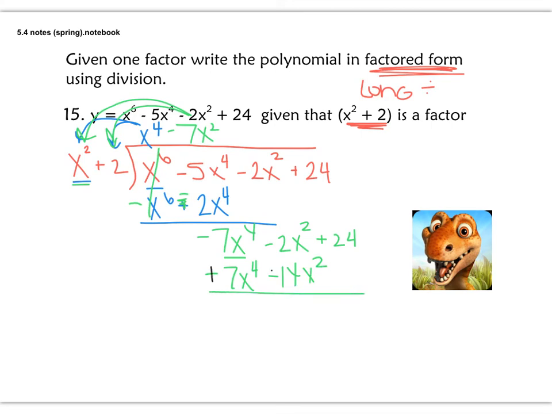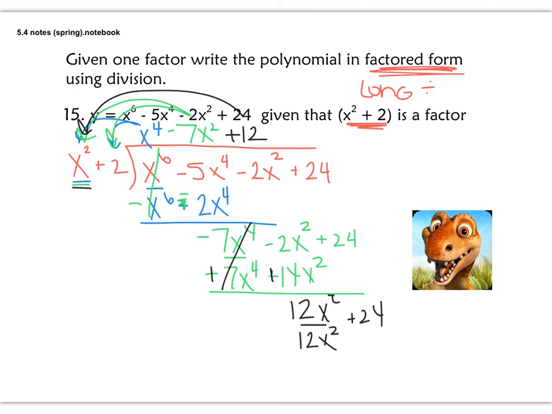Then we have to change our signs. So that will cancel. That's going to give me a positive 12x squared and plus 24. All right, starting again. What do you multiply x squared by to get 12x squared? Well, I'd have to multiply by 12. Distribute, we get 12x squared. Distribute, we get 24.